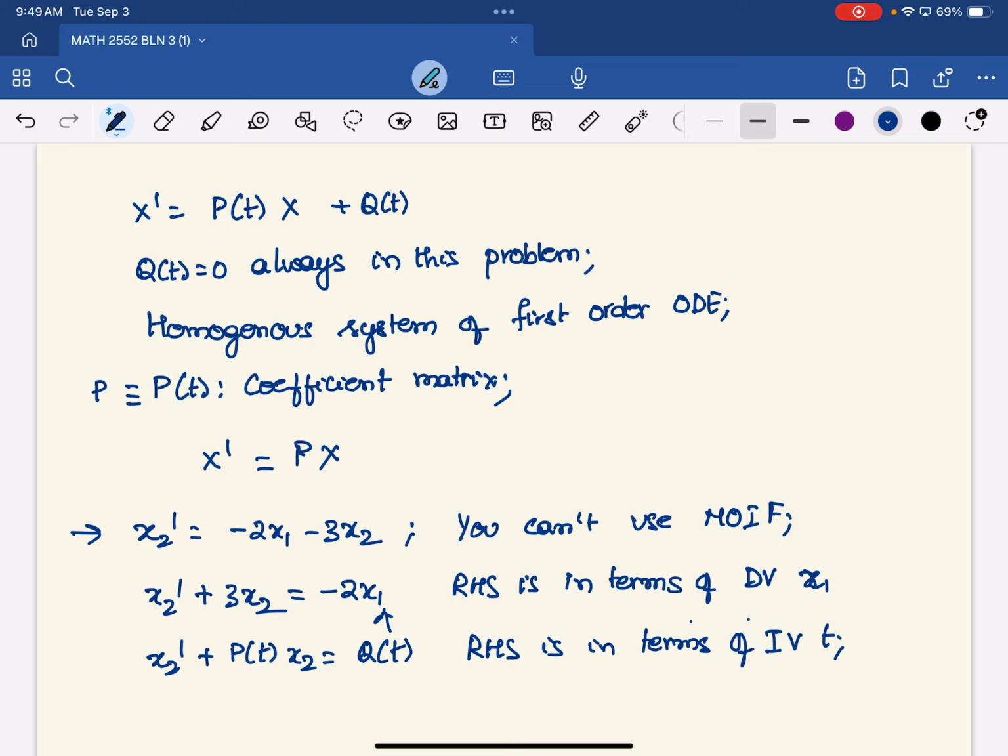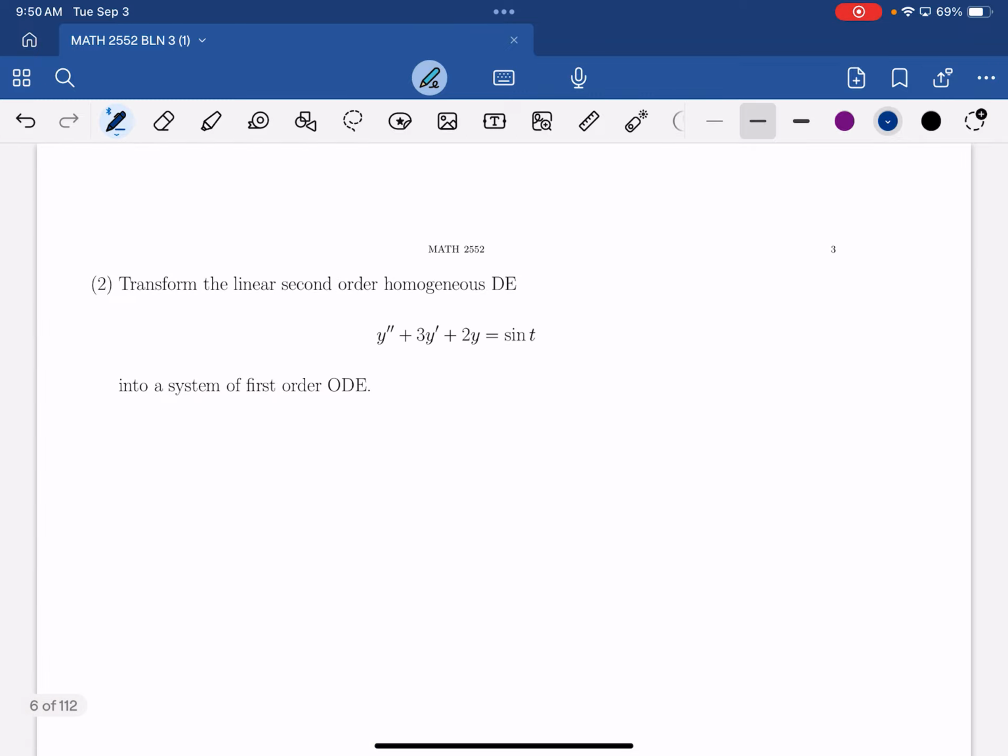Is that clear? Are we good? Any questions so far? So what did I do? I wanted to solve the second order homogeneous system of differential equations. Using the change of variable, I transformed it into a homogeneous system of first order differential equations. That's all I did. So now I want to demonstrate how you transform the non-homogeneous differential equation.